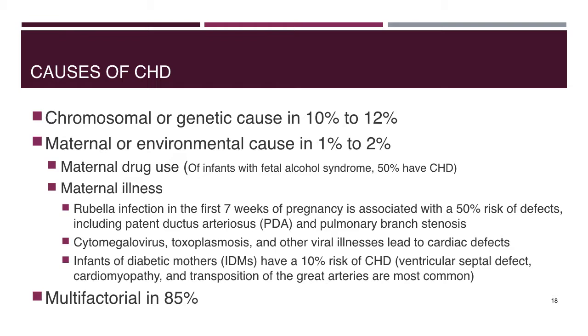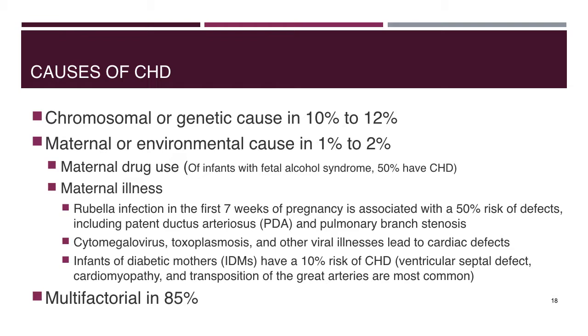About half of those have congenital heart disease. If there's maternal illness like rubella in the first 7 weeks of pregnancy, it's associated with a 50% risk of defects including PDA and pulmonary branch stenosis. Cytomegalovirus, toxoplasmosis, and other viral diseases, obviously, they often lead to cardiac defects depending on when they occur during the pregnancy.